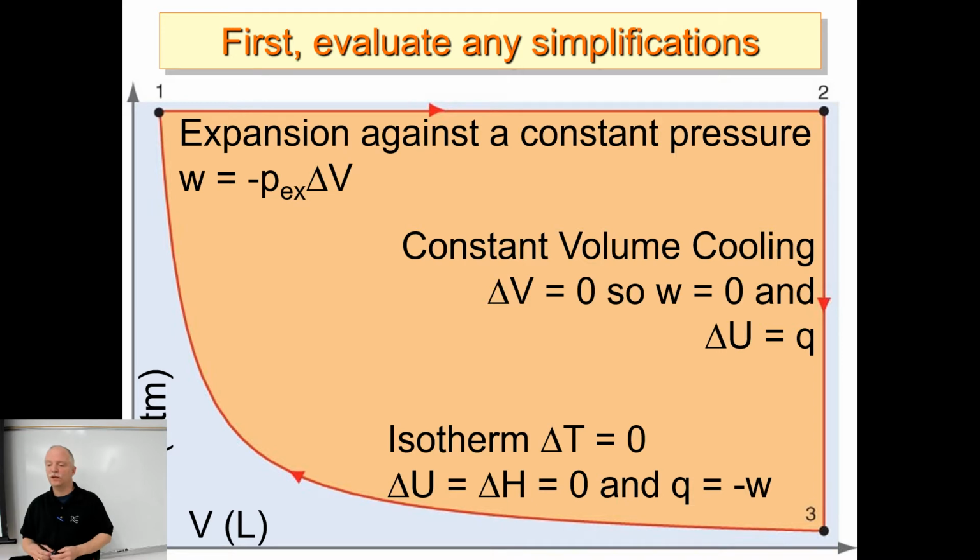We also have over here constant volume cooling. Okay, how do we know it's cooling? Well, we're going down in pressure and we're at a constant volume. And the only thing that can change is going to be the temperature. So how are you going to get the pressure to drop? You're going to cool it down. Okay, so constant volume cooling.